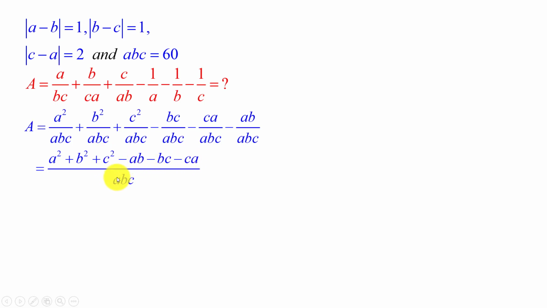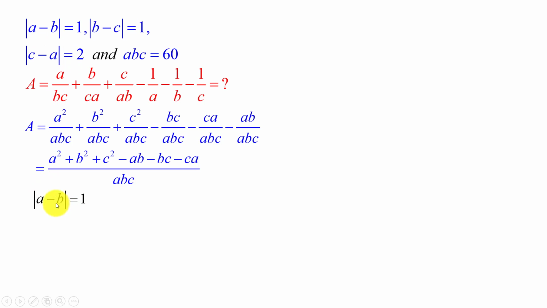And now we know the value of abc. So we must find the value of a squared plus b squared plus c squared minus ab minus bc minus ca. And to find this value, we must use this, this, and this. And now I copy it down.